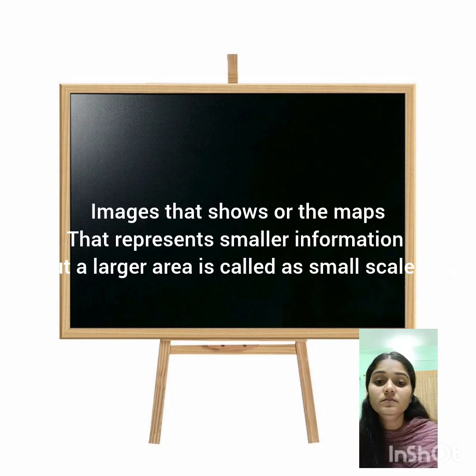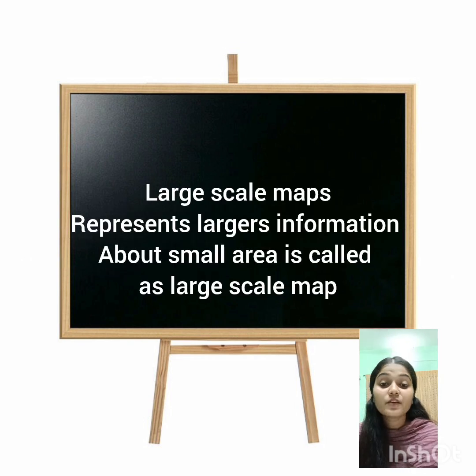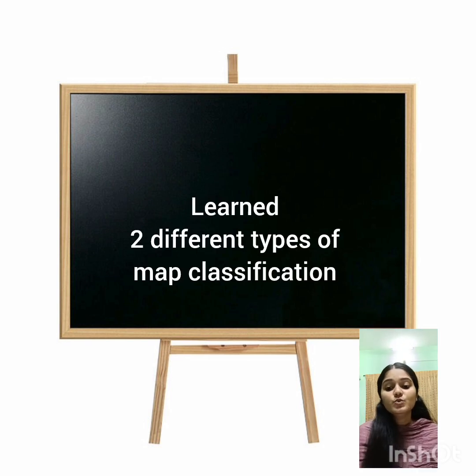So the map that represents smaller information about larger areas is known as small scale map. But on the other hand, large scale maps are those that represent larger information about a small place or an area. For example, it can be a village, it can be a ward, something like that. Okay, so now we learned two different types of map classification.